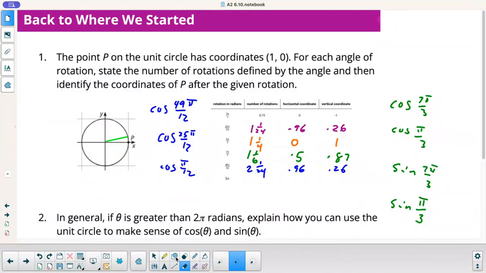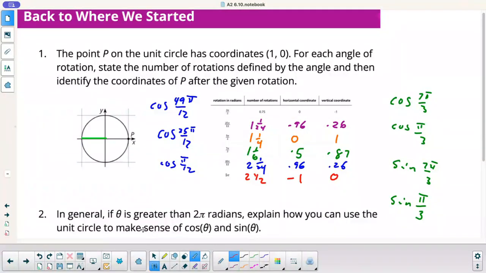And then the last one, 5 pi. So pi is 180. So pi, 2 pi, 3 pi, 4 pi, 5 pi ends right there. So that one is going to be, let's see here, I went 1, 2, 2.5 rotations. And the horizontal coordinate is -1 and the vertical coordinate is 0.